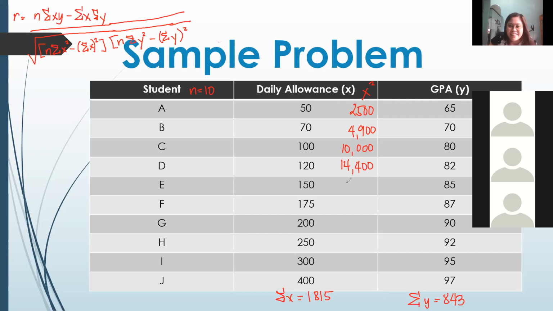150 squared is 22,500. 175 squared, 30,625. 200 squared, 40,000. 250 squared is 62,500. 300 squared, 90,000. And the last one, 400 squared is 160,000. So, muna siya ito ang X squared.